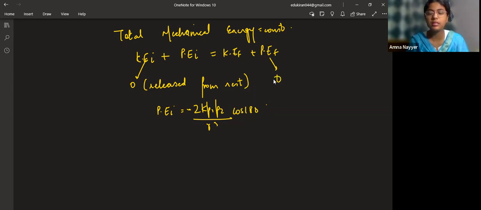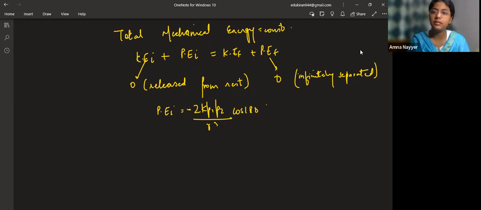This will also be zero because the separation between them is infinite. All right. So initial kinetic energy 0 plus minus 2k p1 p2 cos 180 degrees divided by r cube.